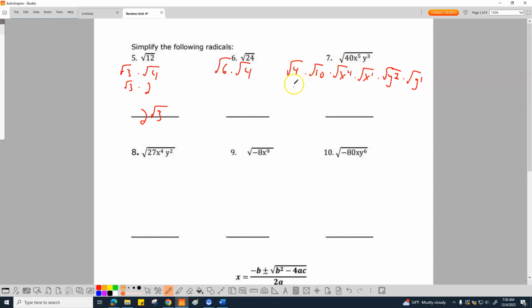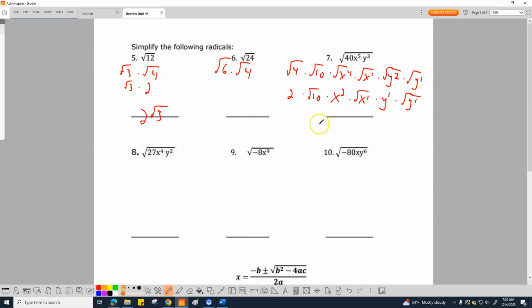So now we evaluate. What's the square root of 4? 2. Can I evaluate square root of 10? No. The rules for even exponents, divide by 2, drop the house. Divide by 2, drop the house. Square root of x to the 1, can't simplify. Rule for evens, divide by 2, drop the house. So that's y to the 1, and then the square root of y to the 1 can't simplify.